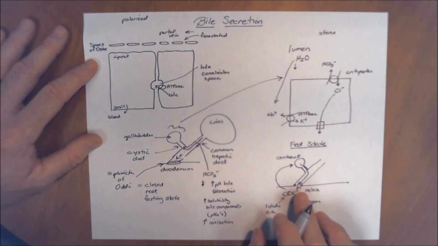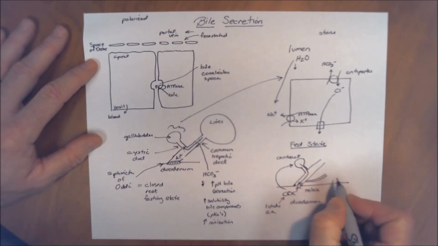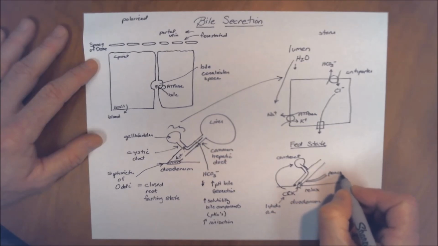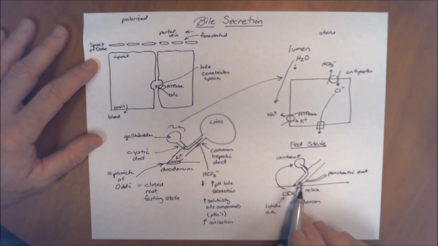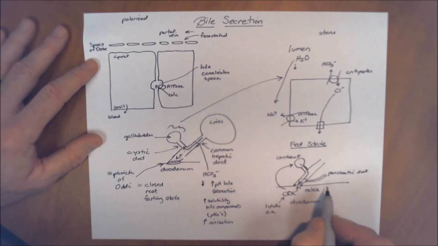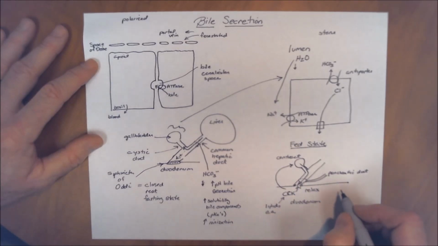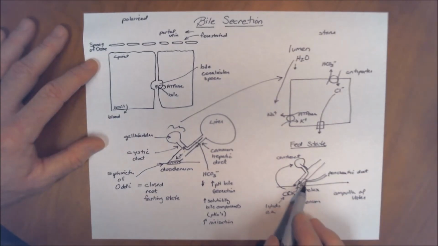Now recall there's another duct that comes in here, and this is the pancreatic duct. And I bring this up here because this particular area in here, where the common bile duct and the pancreatic duct come together, is called the ampulla of Vater. And this is simply like a vestibule where these two ducts come together.